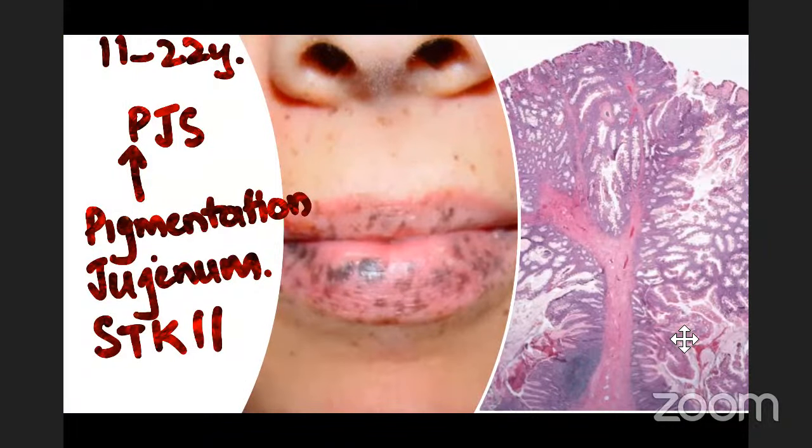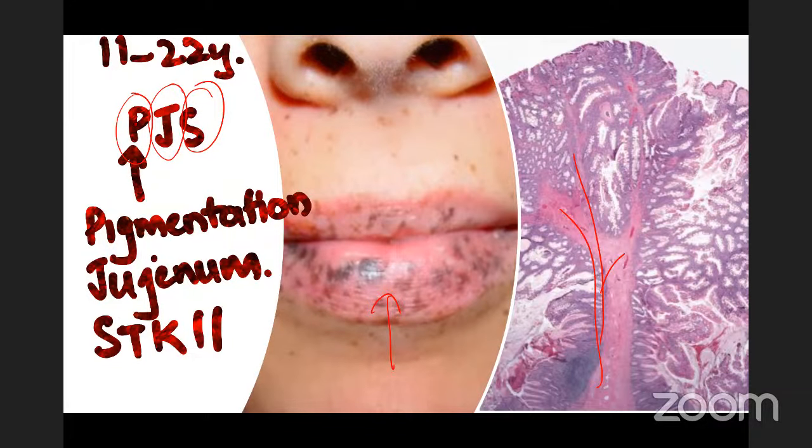Whenever you see this polyp with a mucocutaneous pigmentation, you see this polyp, there is an arborizing muscle going inside the polyp like this. This is very classical of Peutz-Jeghers syndrome. Please remember, Peutz-Jeghers syndrome itself says PJS, that is, I have pigmentation, I am in the jejunum, and I have a mutation of STK11. So that is very classical of Peutz-Jeghers syndrome.